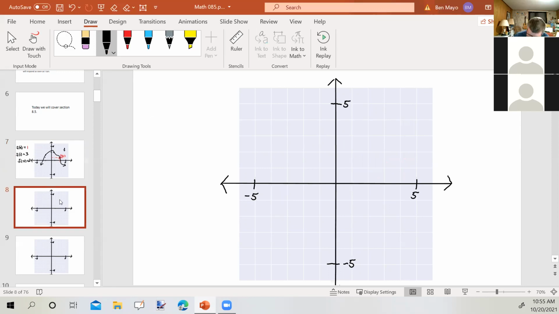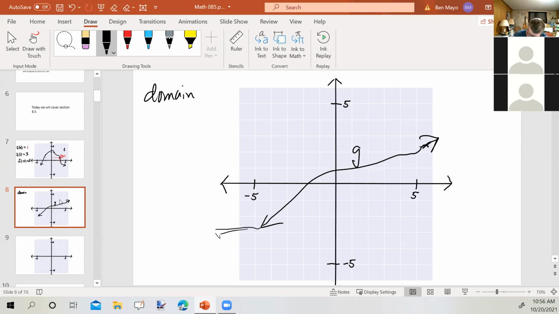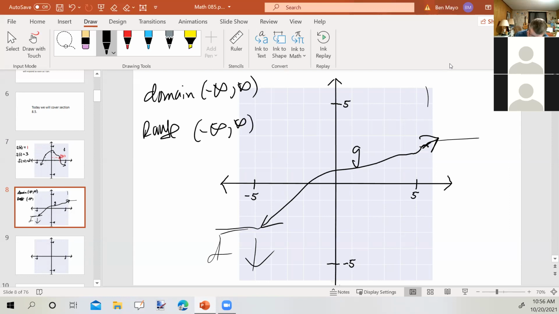We also talked about domain and range. Let's say we've got this function g. So the domain, since this thing is going over as it goes down and over as it goes up, the domain would be all real numbers. The range, since it's going down and up forever, would also be all real numbers.